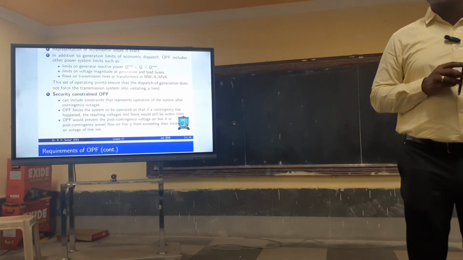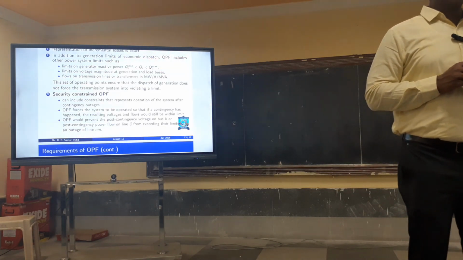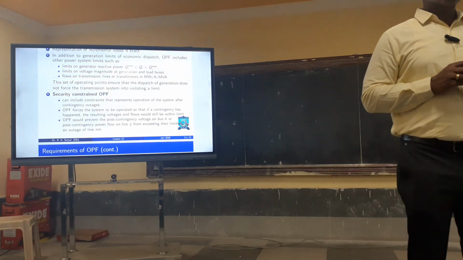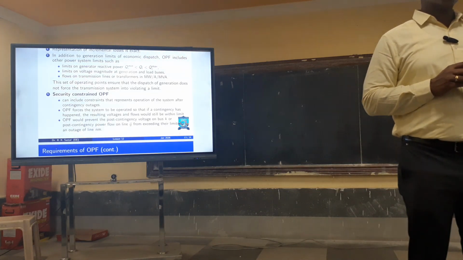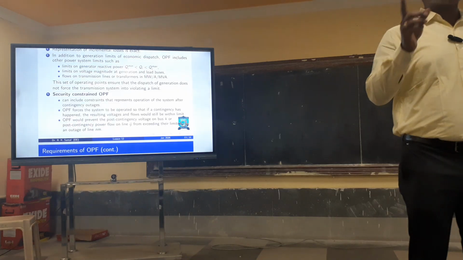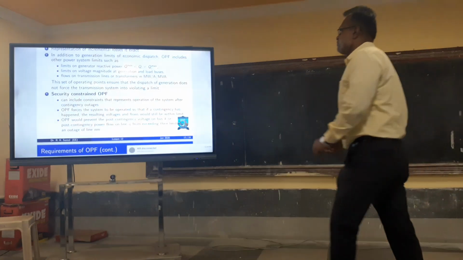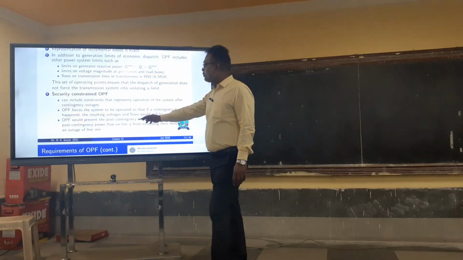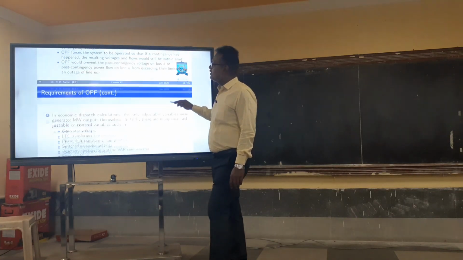But contingency means some kind of fault. Okay. So whenever a fault happens in the power system, the OPF ensures that after the fault is cleared, all the variables are within limits. OPF would prevent post-contingency voltage violations after the fault.